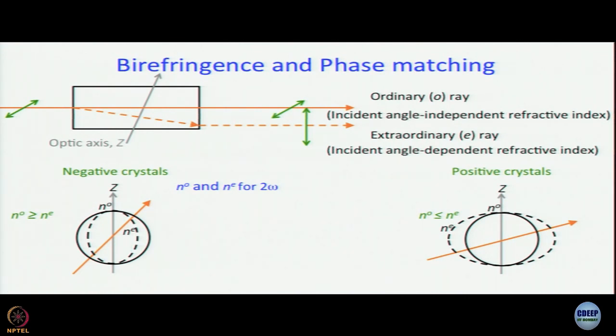Well, since N O is a circle, it is easier to talk about N O. Is N O going to be the same or different for 2 omega generally? It is going to be different, we have already said that, right. So, is the circle going to be smaller or larger? For 2 omega, is the refractive index larger or smaller than that for omega? It is smaller, always smaller. So, what I will do now is, I am going to draw that circle and ellipse for N O and N E for 2 omega in the same picture. It is just that I will draw it in blue.